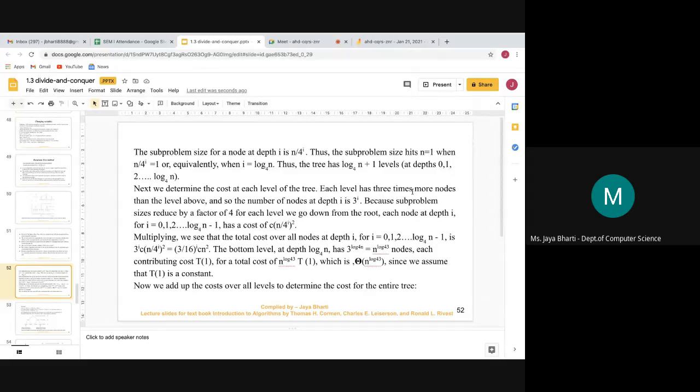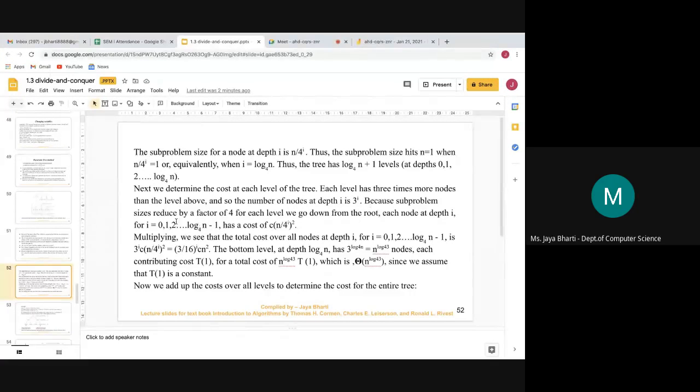So each level has 3 times more nodes than the level above. Why? Because every time, we divide each problem from the previous step into 3 subproblems. That's why each level has 3 times more nodes than the level above. So the number of nodes at depth i will be 3 to the power i, because at every next step we get 3 times the number of nodes of the previous one.